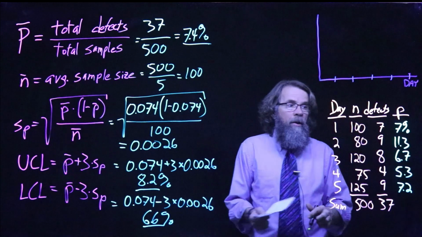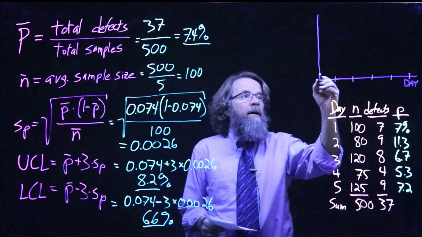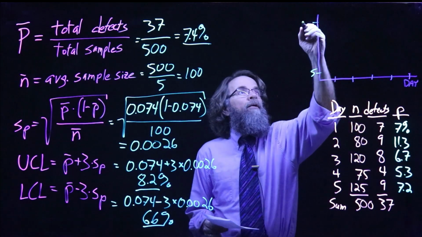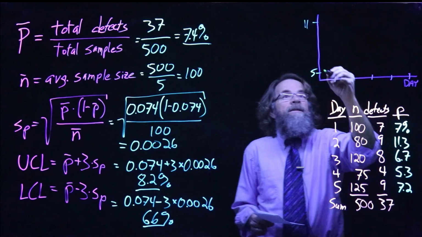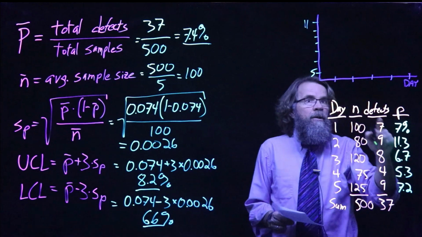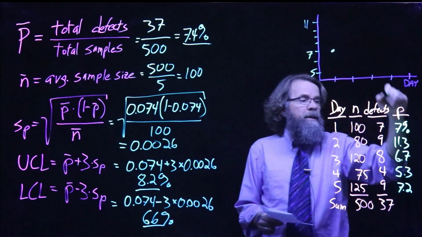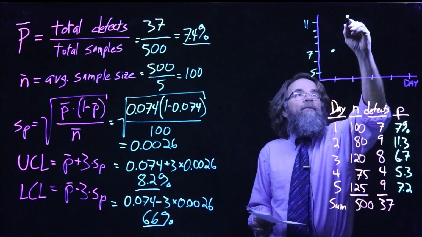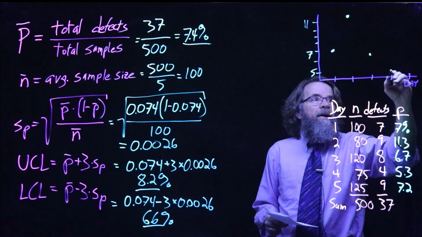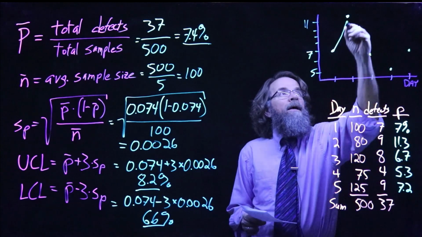Now let's graph our numbers and see what we get. Let's see, we're going from 5% up to a little more than 11%. So our first one, let's see, 5, 6, 7, 8, 9, 10. Beautiful. So our first day, the defect rate was 7%. The next day, it's 11.3. And then the next day, we're here at 6.7. And the next day, we're down at 5.3. And the next day, we're up at 7.2.